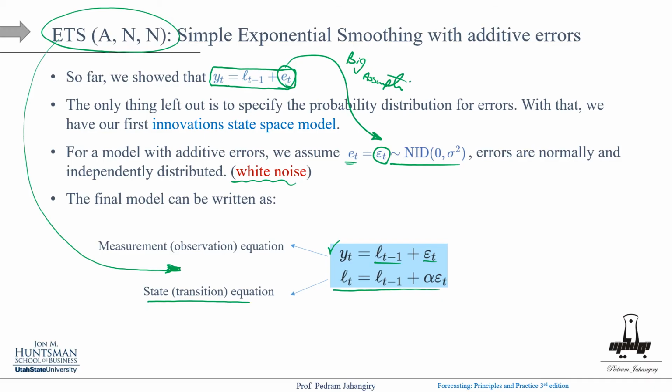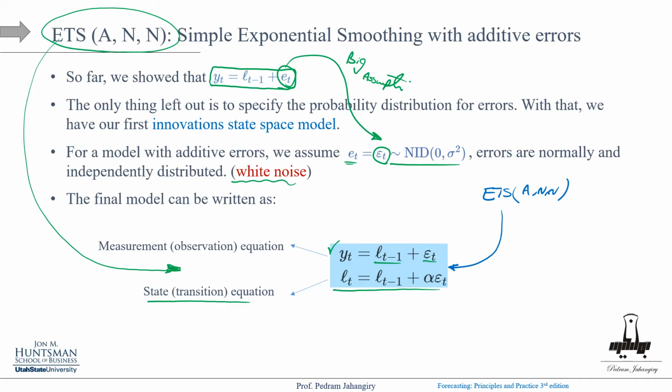That's pretty much it for our simple ETS ANN. We end up with two equations: the measurement equation and the state equation. You're going to see in the next few slides, I will show you 18 different combinations, and you can pause the video and try to back out a bunch of them.